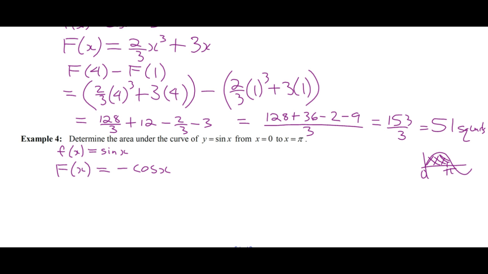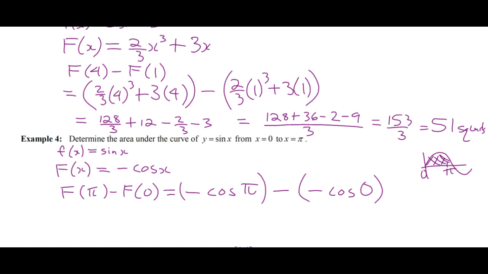x. Anytime you do an antiderivative, just check it by thinking, okay, the derivative of that would be, yeah, okay. So I've got negative sine x, or positive sine x. And we want F of pi minus F of 0. So that's negative cos pi minus negative cos 0.